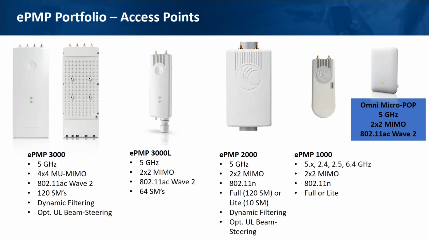We still have many customers expanding and growing their network with the 2000 and taking advantage of those features and the price point with that product. The 1000, again, customers are quite happy with the deployment of the 1000 and continue to deploy it, and it continues to be a good option. It's also available in the 2.4 gigahertz spectrum as well as the 6.4 gigahertz spectrum. So you have a couple of nice options there as well. And then with the introduction of the MicroPOP, you now have an omni-directional integrated solution that runs in the AC Wave 2 technology. So that's the access point portfolio.